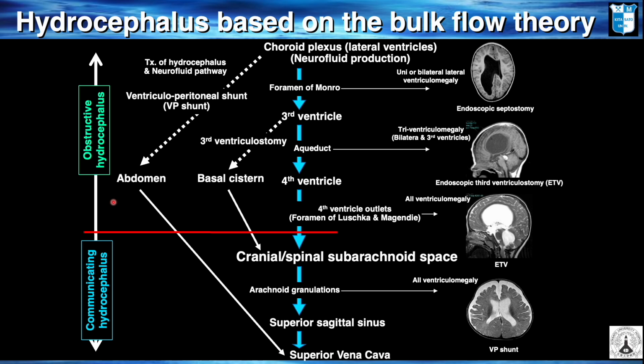If some obstructive mechanism happens in the ventricle, hydrocephalus develops, and it is called obstructive hydrocephalus. If something happens outside of the ventricle, over the subarachnoid space or somewhere else, it is called communicating hydrocephalus. Depending on the obstruction site, a very characteristic pattern of ventriculomegaly is observed, and you can judge or estimate it from the MRI or CT scan.